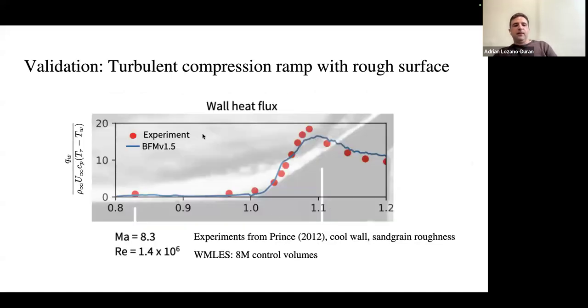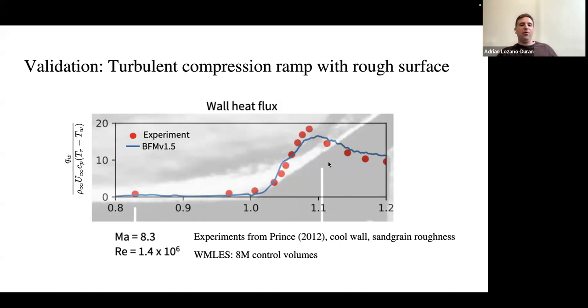So this is the heat flux experiment, and the blue line is our prediction. Maybe we get errors of the order of 10%, depending on how you measure them, but we more or less capture the trend. Here I'm not comparing with any other models, and the reason is that there is no equivalent model that I could apply here. There is no LES with a wall model that will be able to predict the heat flux for a rough wall at high-speed flows.